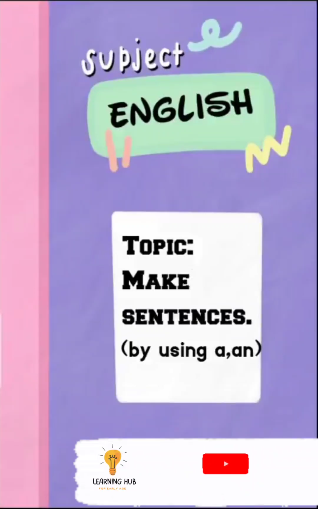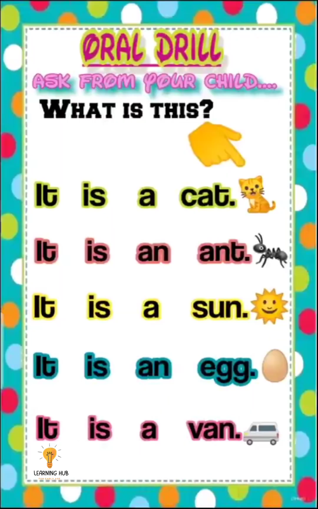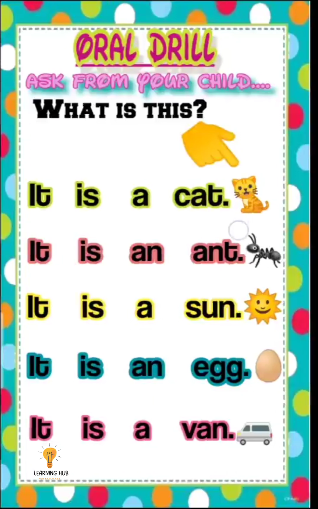Topic is make sentences by using a and an. Okay, now first we will do practice. First tell me, which picture is this? Cat. Yes. Now again tell me, what is this?